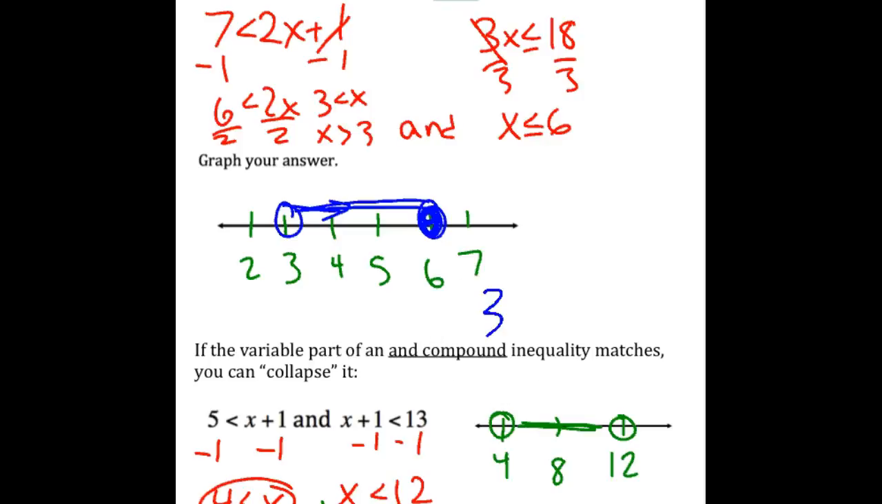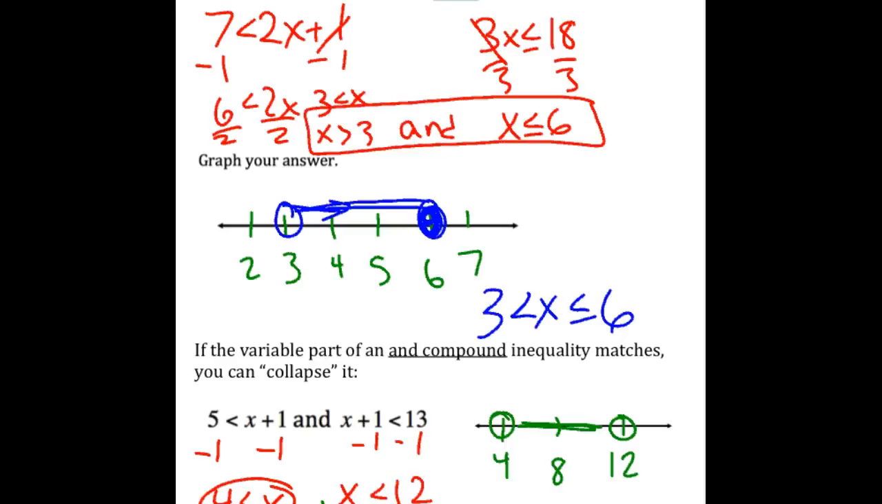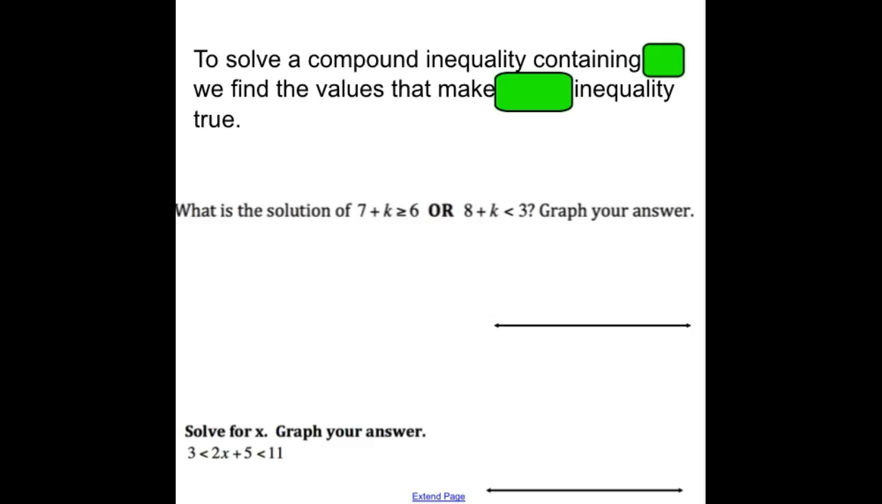And we're going to say 3 is less than x, which is less than or equal to 6. You can write it either way. However, if you choose to write it this first way we talked about today, you do have to have the word "and" in between them because you're saying that both inequalities need to be satisfied. The other type of compound inequality we have is an "or" inequality. That means to solve a compound inequality containing "or," you need to find the values that make either inequality true.